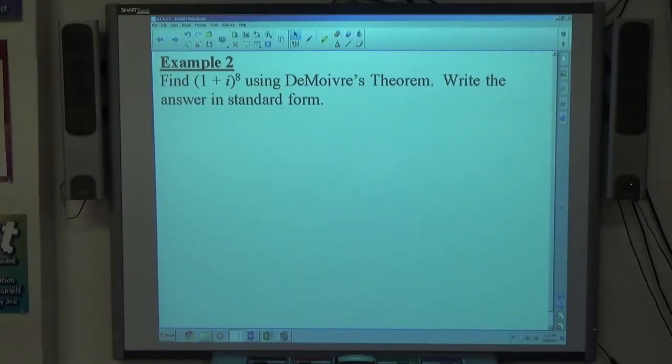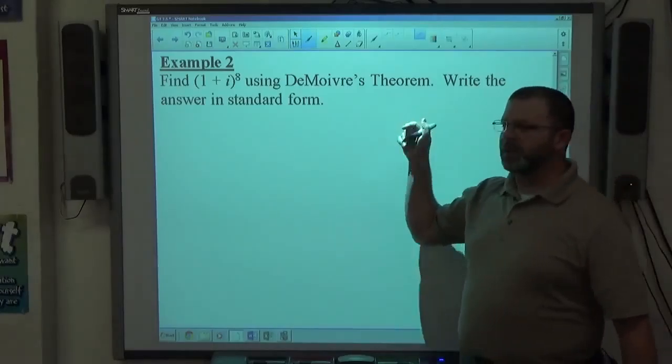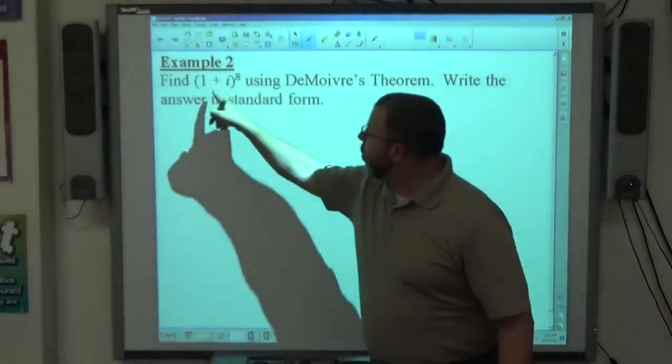Step 2, find (1 + i)^8 using DeMoivre's theorem. Write an answer in standard form. Now, this gives us a good reason why DeMoivre's theorem is helpful. Okay, (1 + i) to the 8th power.